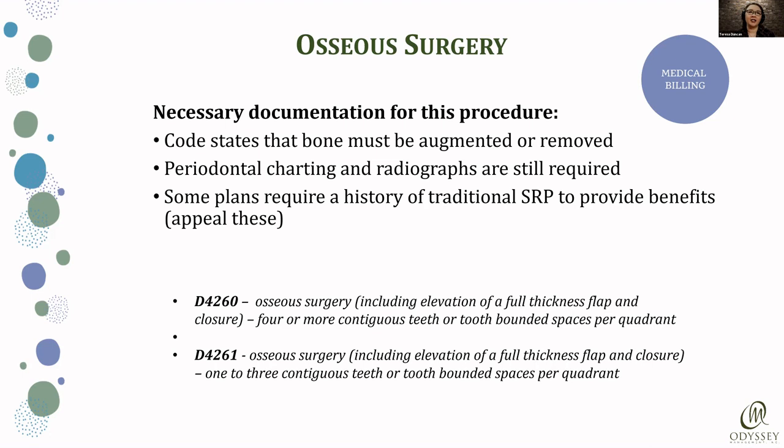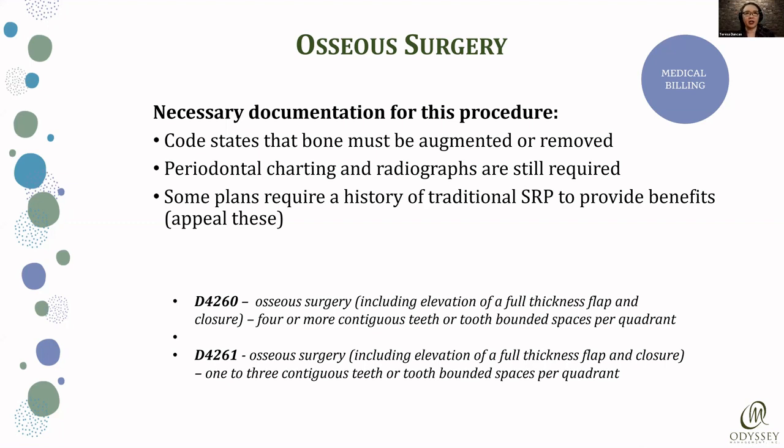Okay, so for osseous surgery, the code itself states that bone has to be augmented or removed. And so that means your notes must state that. If there's nothing in there, that's automatic. Every time I've had to appeal this and there's no information in there on that, I know it's going to be a really hard road. We probably aren't going to get it covered.